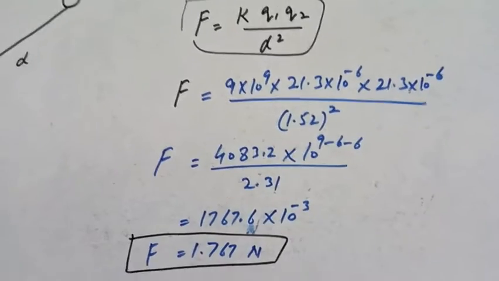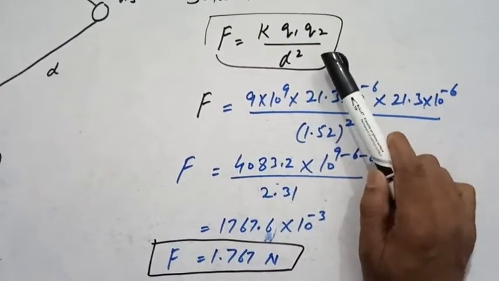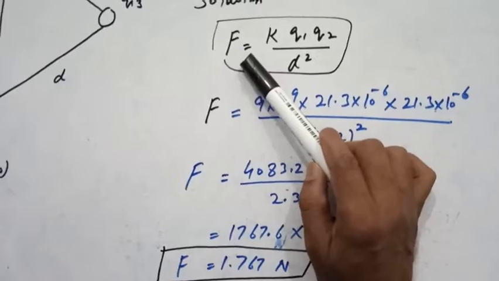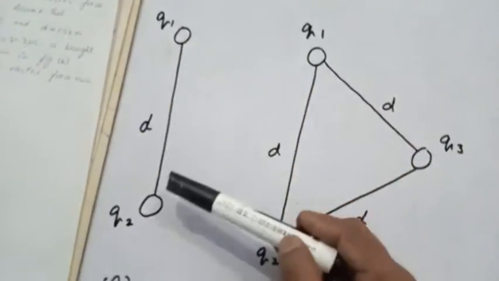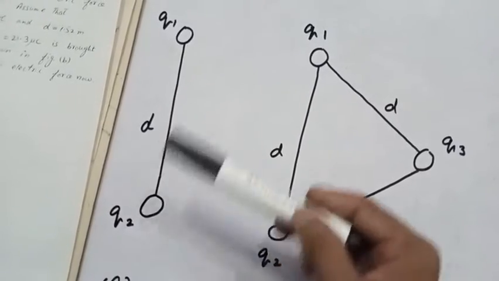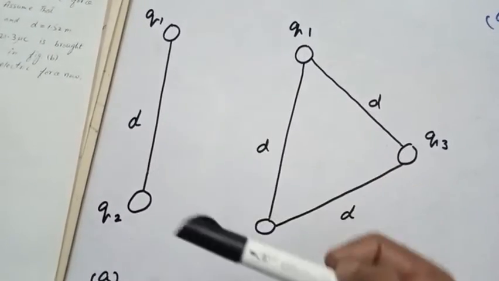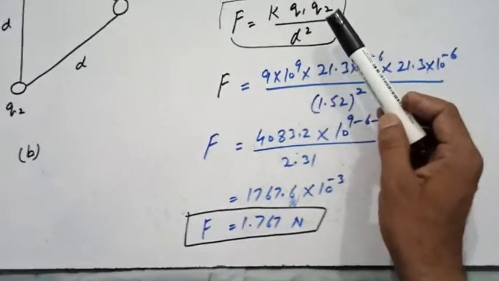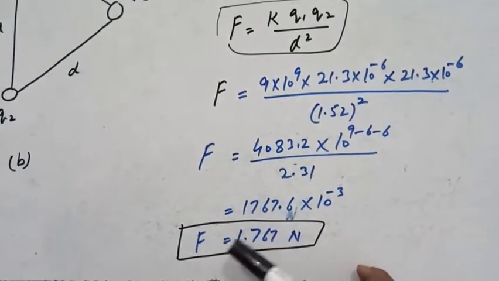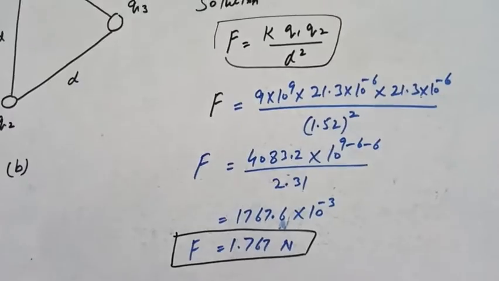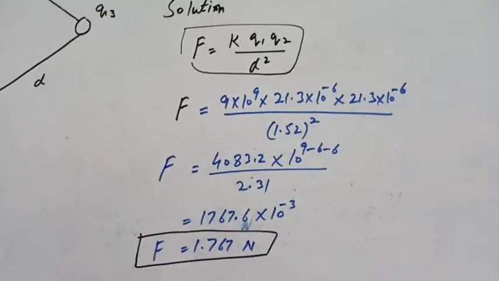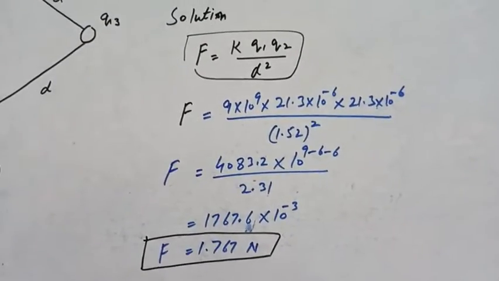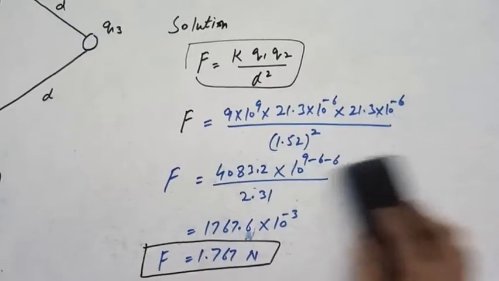So I continue again. We know that Coulomb's force is a mutual force. It means Q1 and Q2 charges exert equal forces on each other. The forces are equal in magnitude but opposite in direction. So the force exerted by charge Q2 on charge Q1 is 1.767 newtons. Now I solve the second part of this numerical.